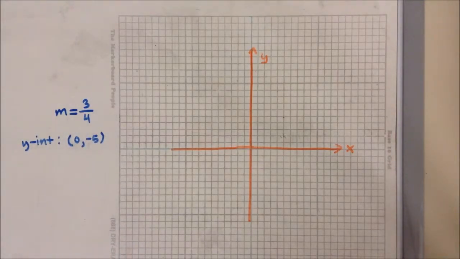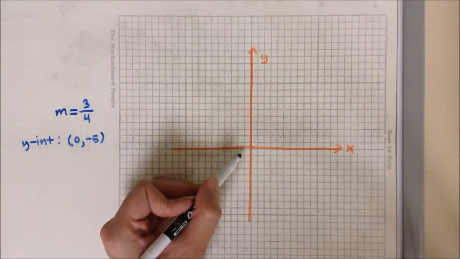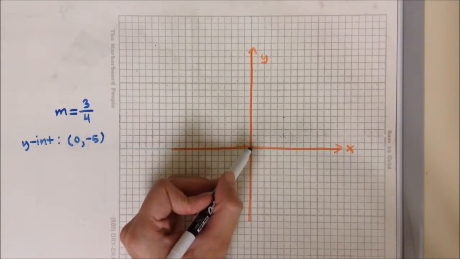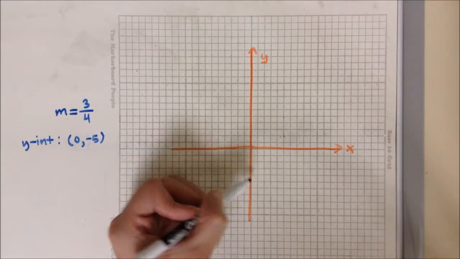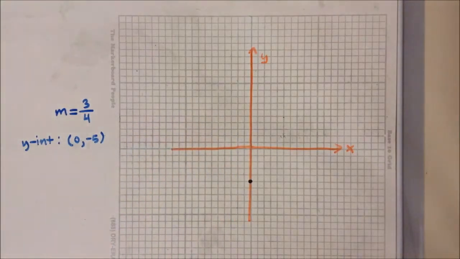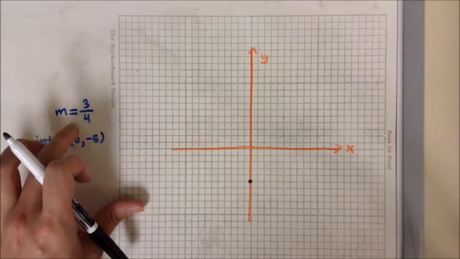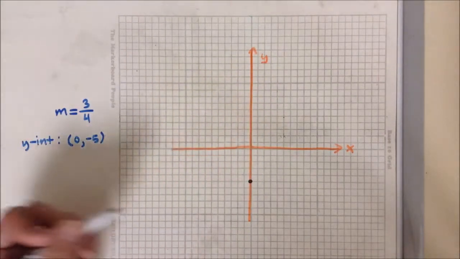When you're given a slope and a y-intercept, the first thing you're going to plot is your y-intercept, (0, -5). Looking at this xy axis, my x is 0, which is right here, and my y value is negative 5. So negative 1, negative 2, negative 3, negative 4, negative 5. Now, we're going to use our slope to graph our next point and then make our function.